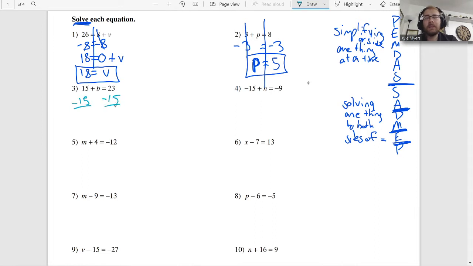Okay. This time I'm not going to put the little divider. If you have trouble keeping what's on the left and what's on the right, do what I did in number 1 and number 2. But you don't need to as long as you don't have an issue with it. It's not necessary. So this is b equals 23 minus 15, which is going to be 8.